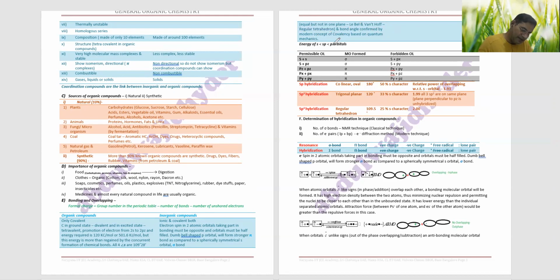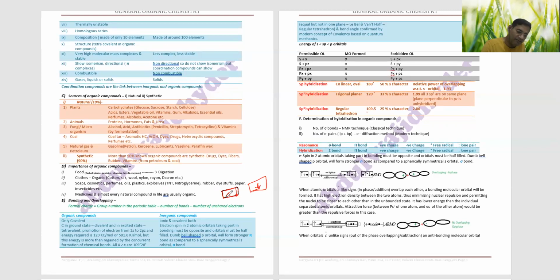Now see, what about the inorganic compounds? As I already told you, inorganic compounds are ionic and covalent both. The electron spins in the two atomic orbitals taking part in bond formation must be opposite. If one atom has an electron like this, then the second atom must have an electron like this. Both electrons which will be overlapping must have opposite spin, then only they can overlap. And they should be unpaired, then only pairing is possible.